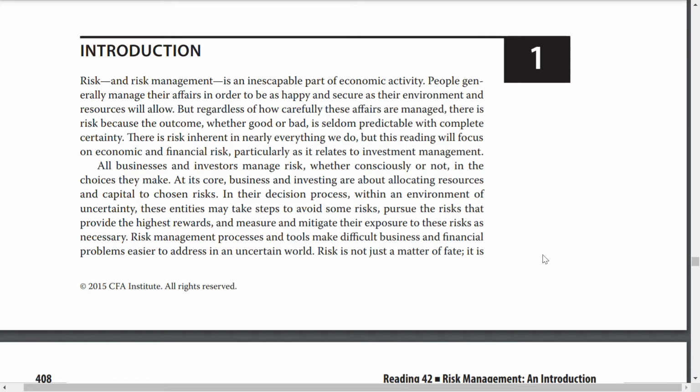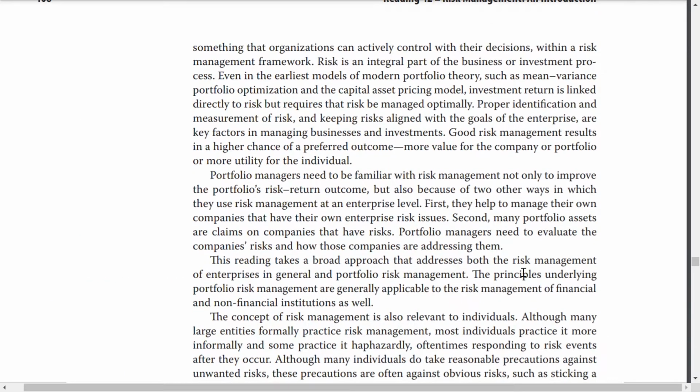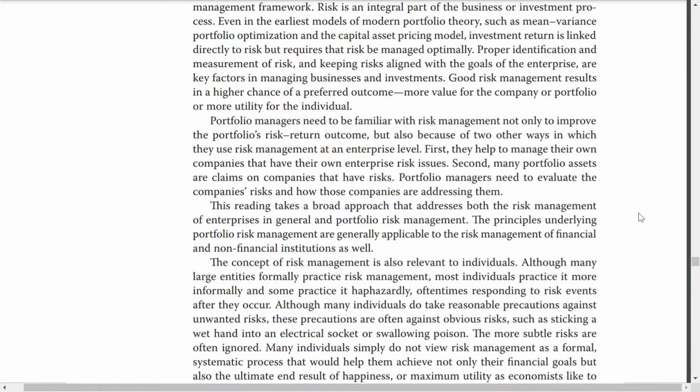All businesses and investors manage risk, whether consciously or not, in the choices they make. At its core, business and investing are about allocating resources and capital to chosen risks. In their decisions, portfolio managers need to be familiar with risk management, not only to improve the portfolio's risk-return outcome, but also because of two other ways in which they use risk management at an enterprise level.